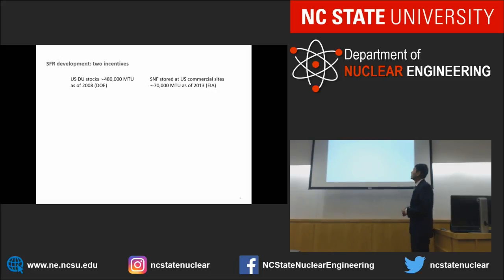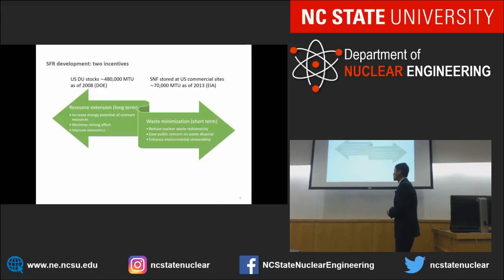So right now we have 480,000 metric tons of depleted uranium in the US and about 70,000 metric tons of spent nuclear fuel in the US. And this number is going to continue to grow. I see a big problem, and I also see a big opportunity. For the long term, the fast reactors can give us the solution for resource extension, which I just mentioned. Also, for the short term, we can deal with the waste using fast reactors.